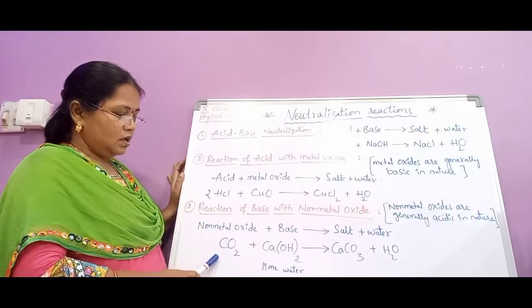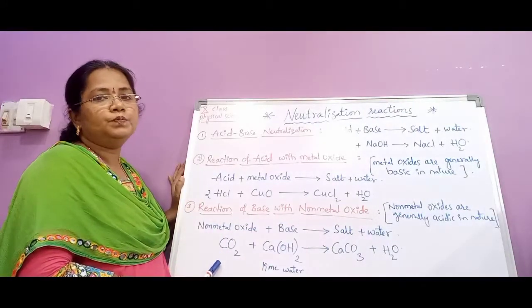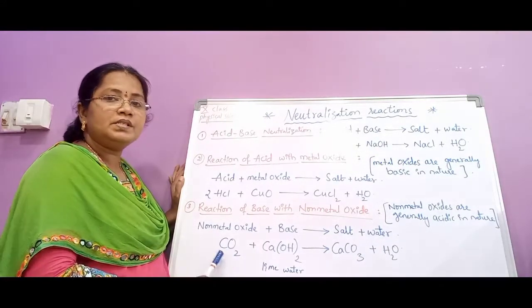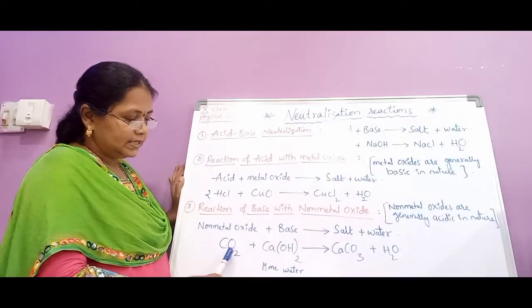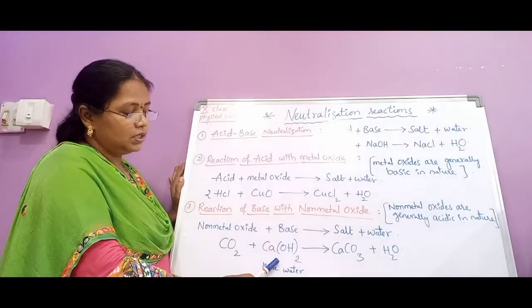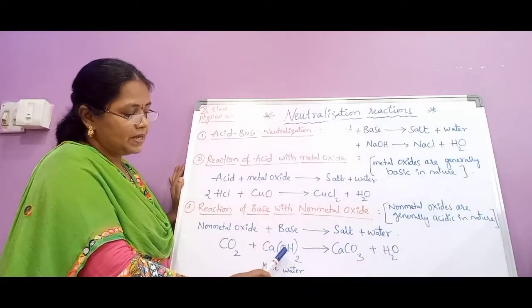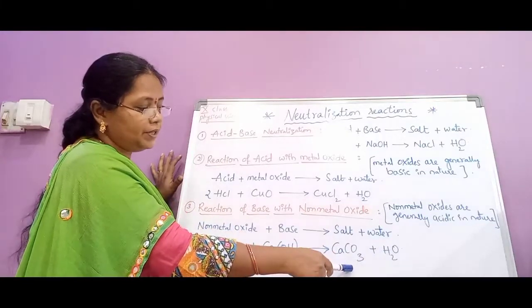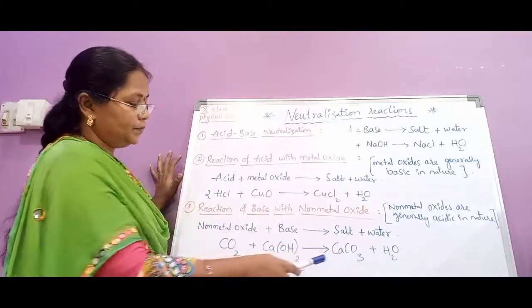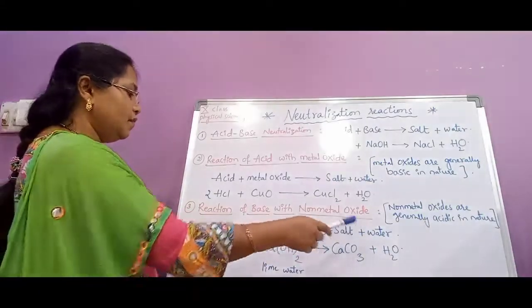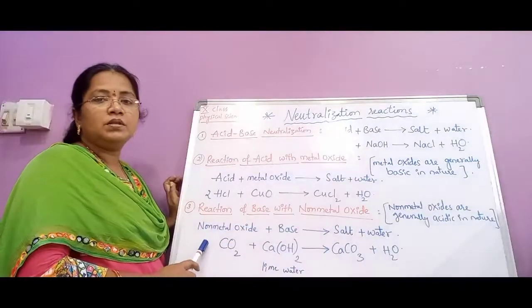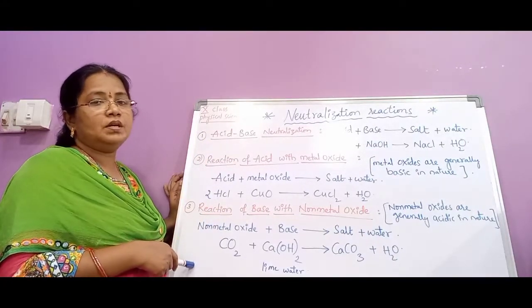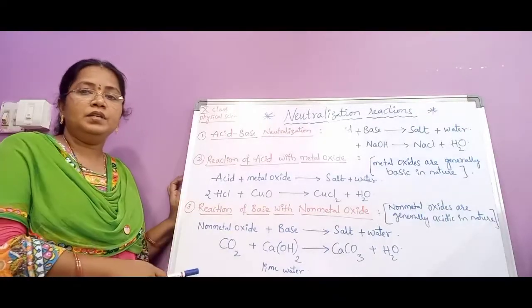The example I have taken here is CO2. Carbon is a non-metal, so its oxide is carbon dioxide, which is generally acidic in nature. When carbon dioxide is treated with lime water, a dilute basic solution of calcium hydroxide, we get a salt and water. The salt formed is calcium carbonate, generally known as limestone, and water. As we are getting salt and water here, this is also similar to the neutralization reaction. All these three reactions are said to be neutralization type reactions, as we get salt and water at the end of the reaction.